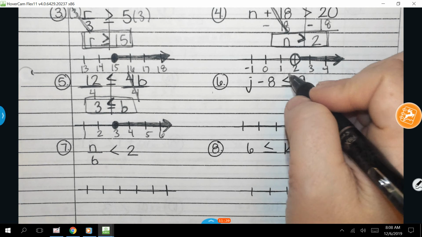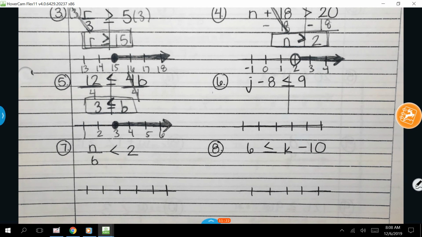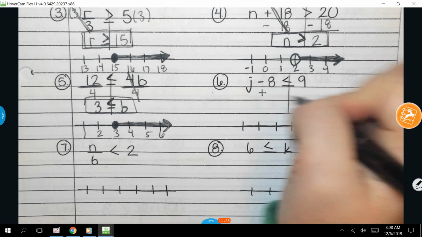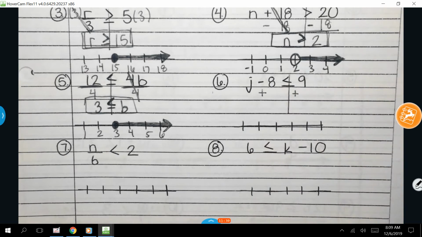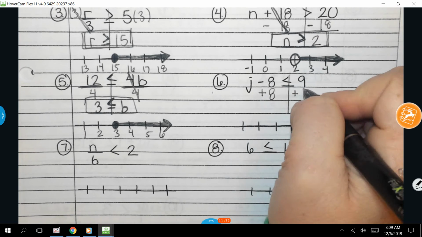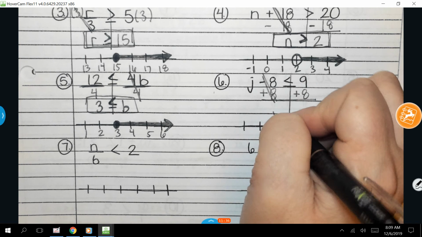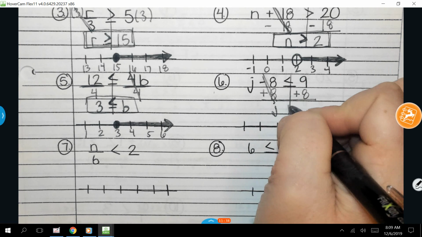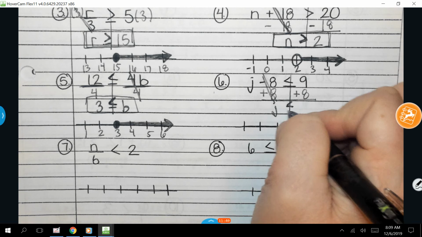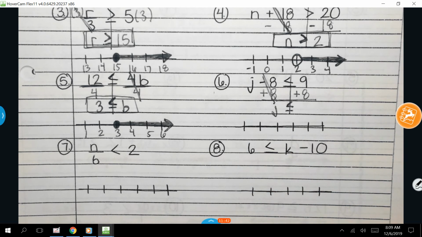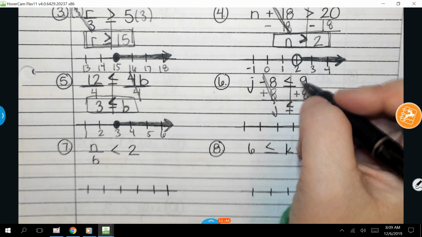All right, number 6. What operation do we have here, Annalise? What's the opposite? What number am I adding? 8, because that's with my letter. Okay, so minus 8 and plus 8 go away. So I have J. Keep our symbol there. And 9 plus 8 is? 17. Go ahead.